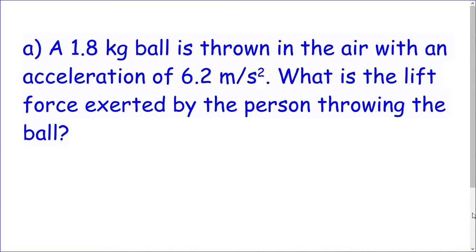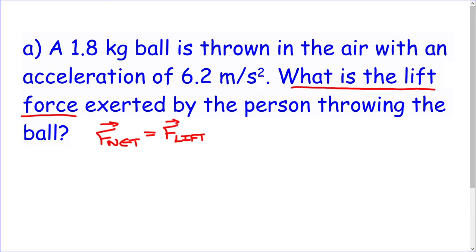A 1.8 kilogram ball is thrown into the air with an acceleration of 6.2 meters per second squared, and it's asking what is the lift force exerted by the person throwing the ball. So we have this idea of net force. So we have F net is equal to F lift plus Fg.